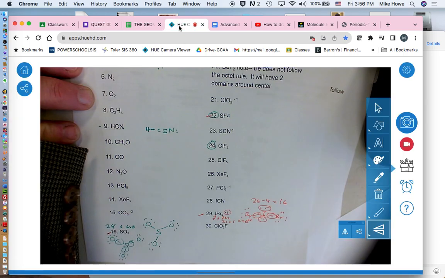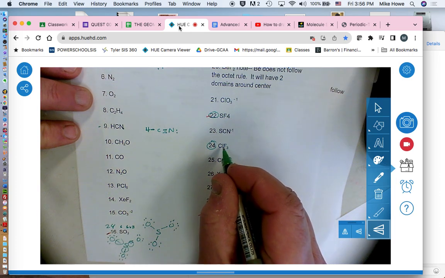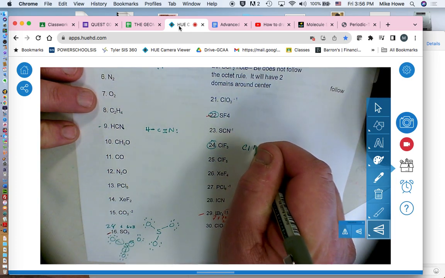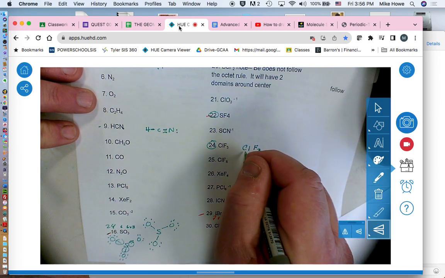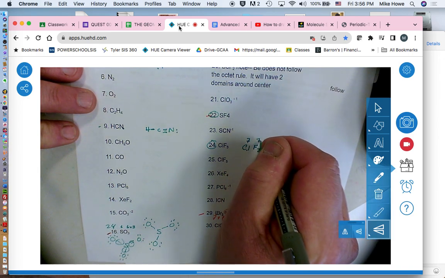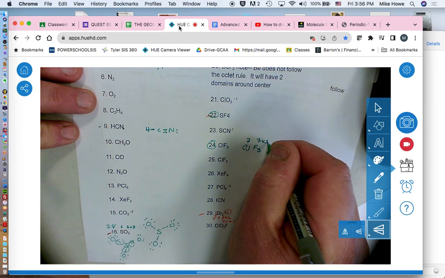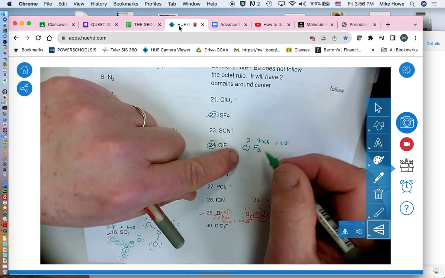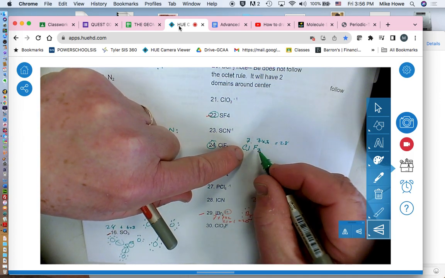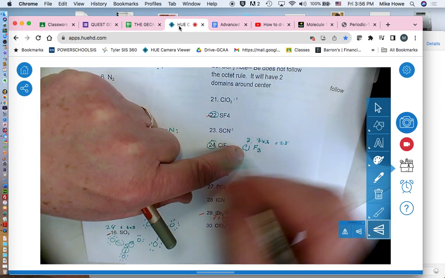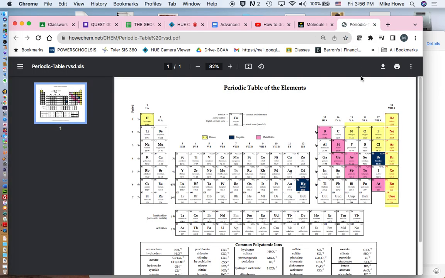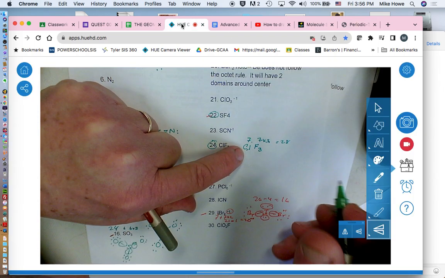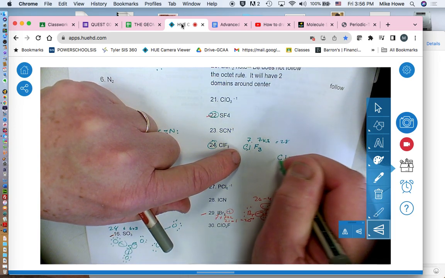So here's number 24. 24 has ClF3. And 7 times 3 is 21, plus 7 is 28 valence electrons. In the middle of this picture will have to be chlorine because it's less electronegative than fluorine. And again, if you don't know what that means, just look over here. Chlorine's lower down, so electronegativity increases as you go up. So put Cl in the middle.